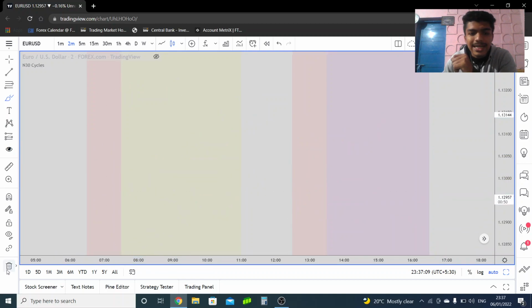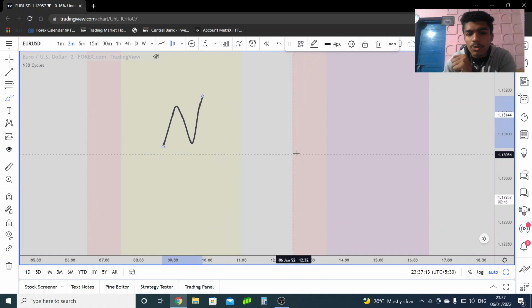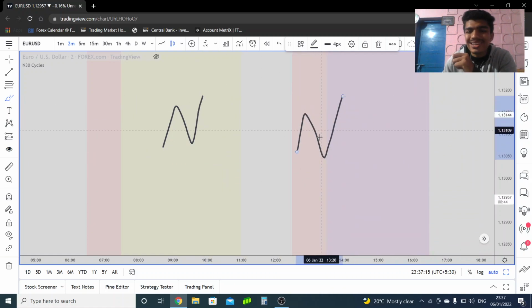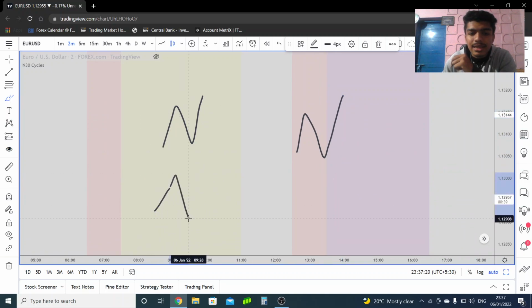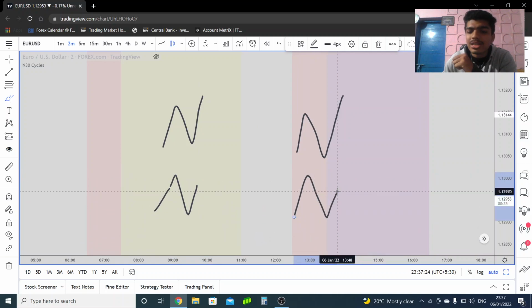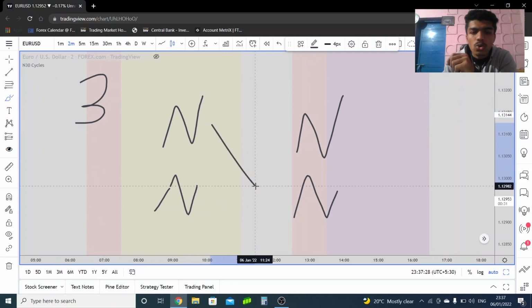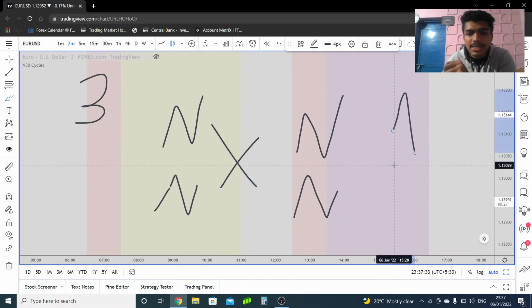The third criteria is: the market on Euro is taking external range liquidity, the market on GBP is also taking external range liquidity, and the market is taking internal range liquidity on Euro. This is the third case scenario where you don't take trades. You only take trades in the first case scenario.